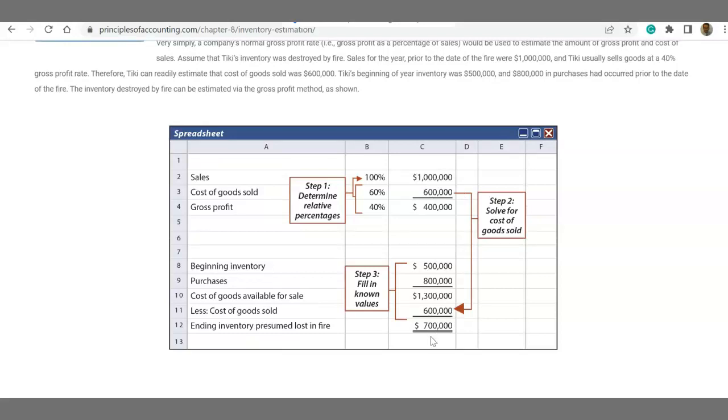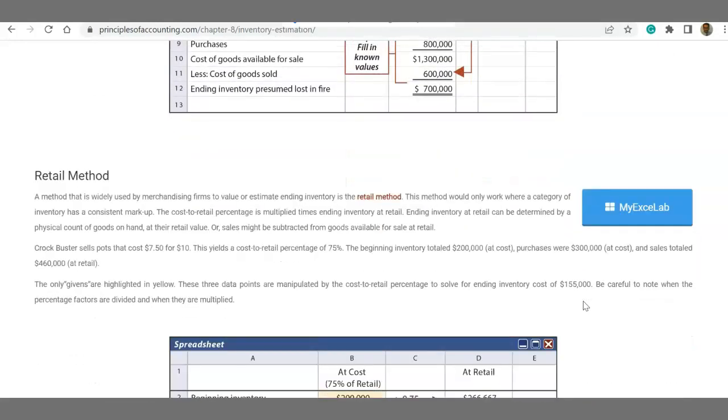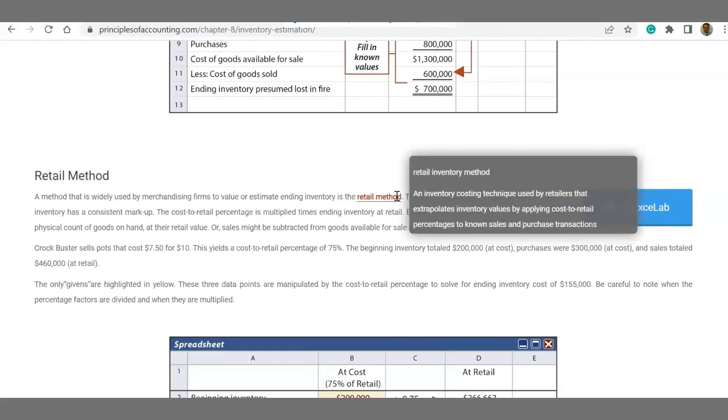That means the inventory lost in the fire is about $700,000. The retail method is acceptable for GAAP. To use the retail method for calculating ending inventory and then cost of goods sold.